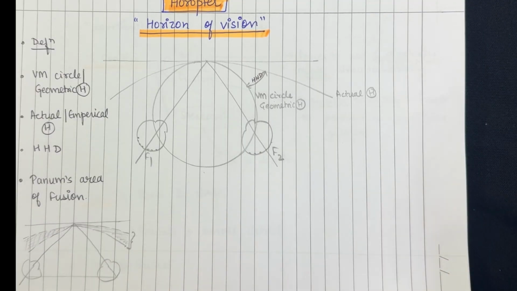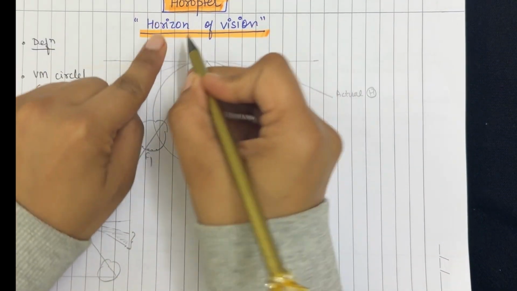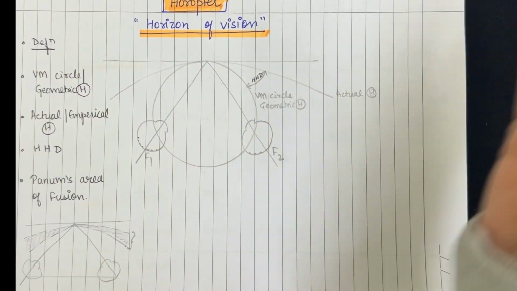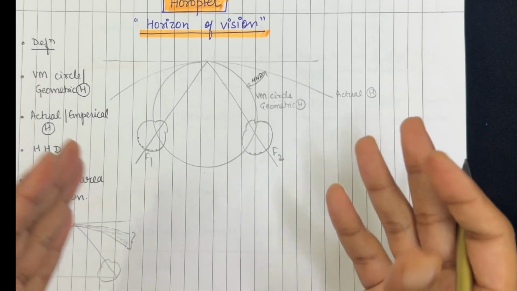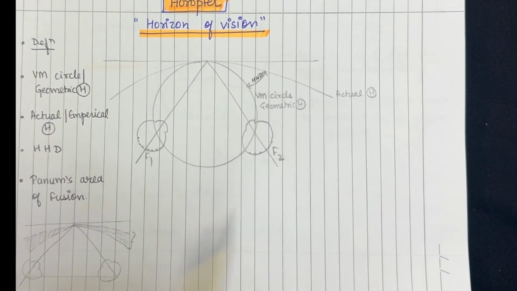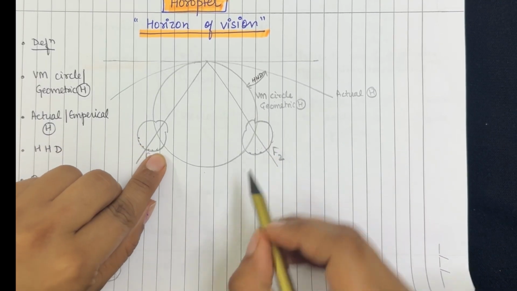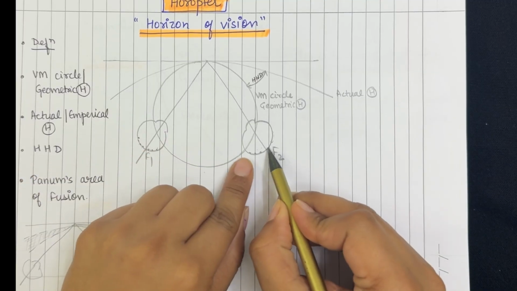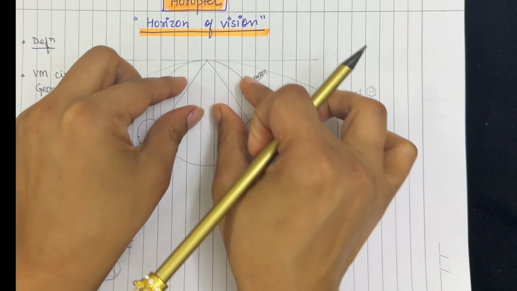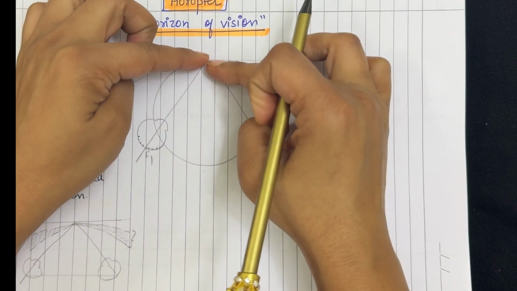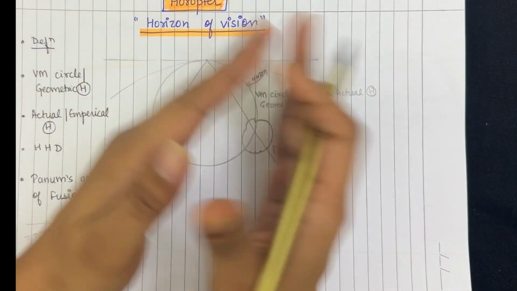Now, what is Horopter? Remember, this is horizon of vision. So it literally means horizon of vision, right? It was introduced by Ugolinius. So if all the corresponding points of this eye and of this eye are projected into space at any particular distance, it forms a plane.